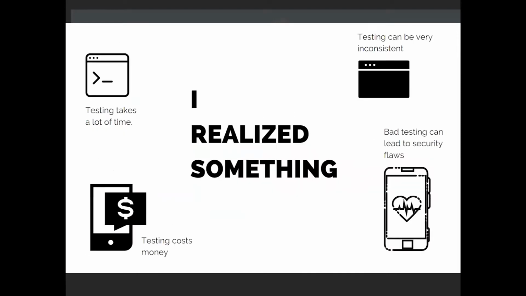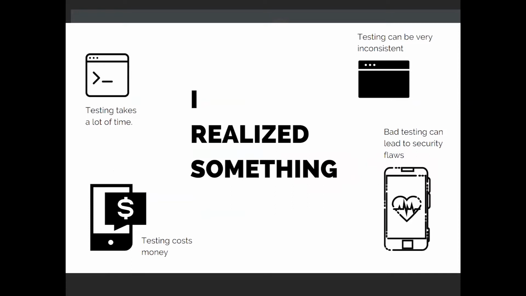After my experience building various products, I actually realized something. Number one, testing takes a lot of time. Number two, testing can be very inconsistent. I'm talking about human manual testing here. Another is that bad testing can lead to security flaws. And then testing costs a lot of money.